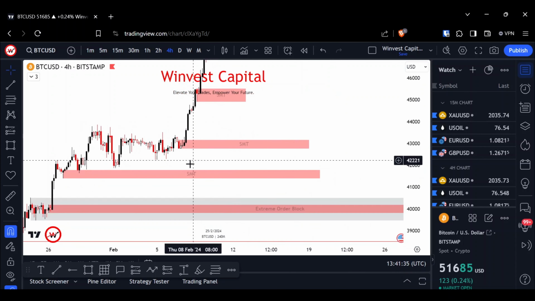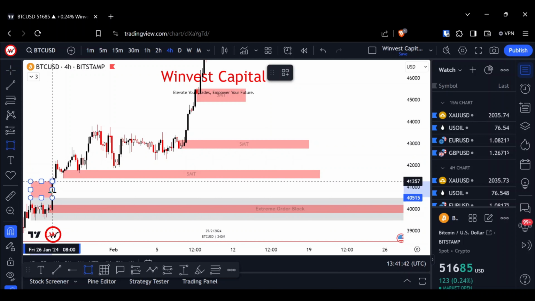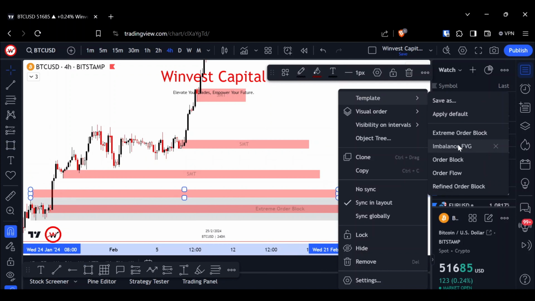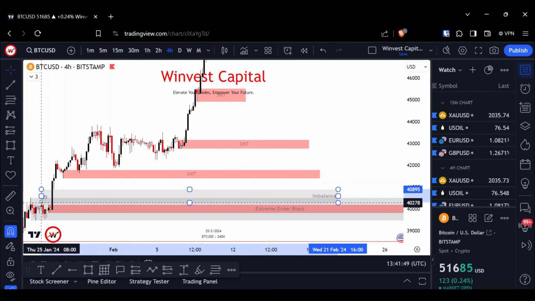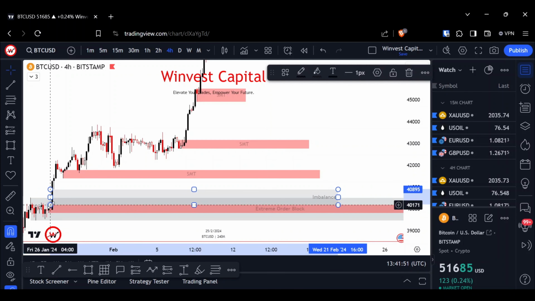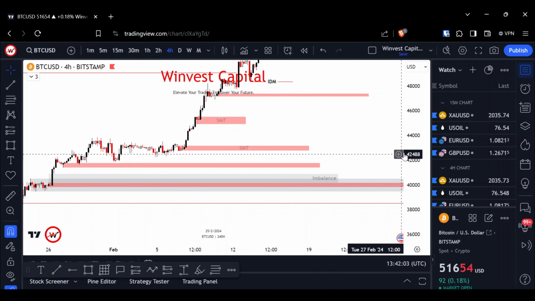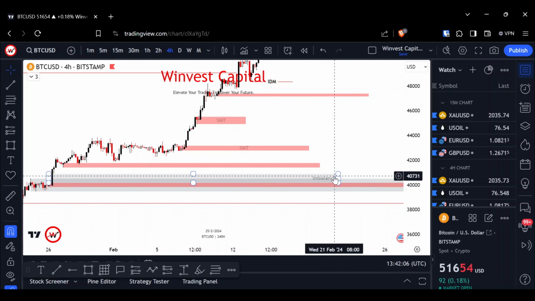As I said, I don't really mark the imbalances, but the imbalances, you can see those as magnets, and price often tends to go towards the imbalances just to fill them and take up some liquidity to go higher.